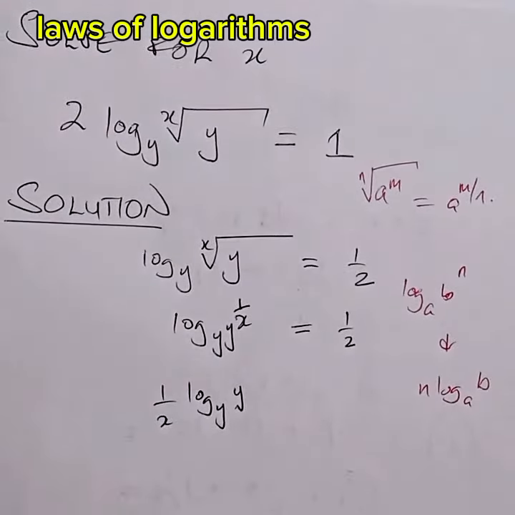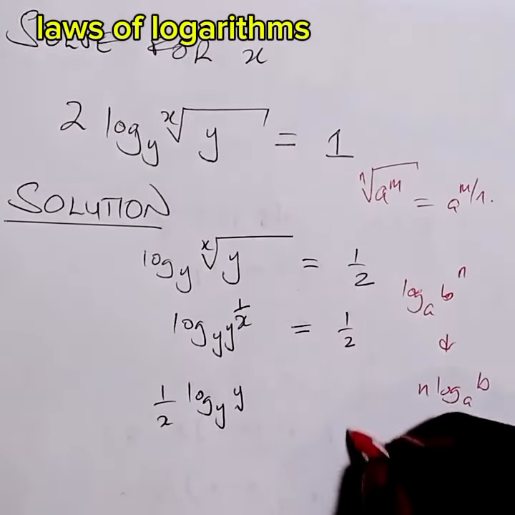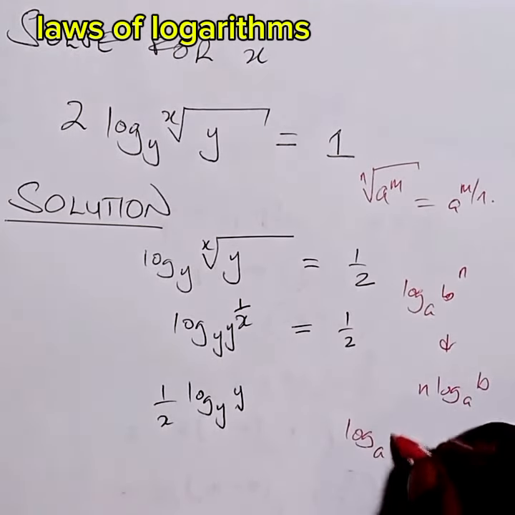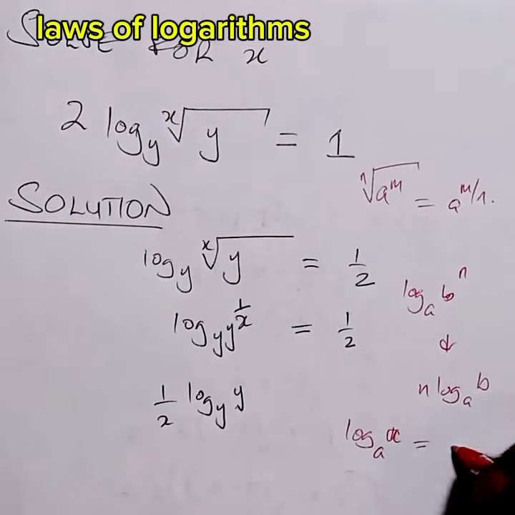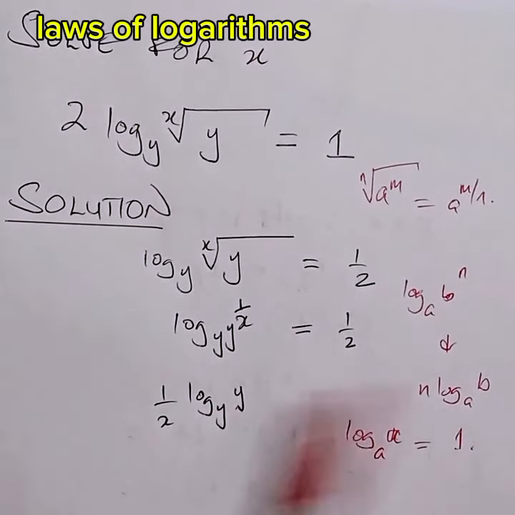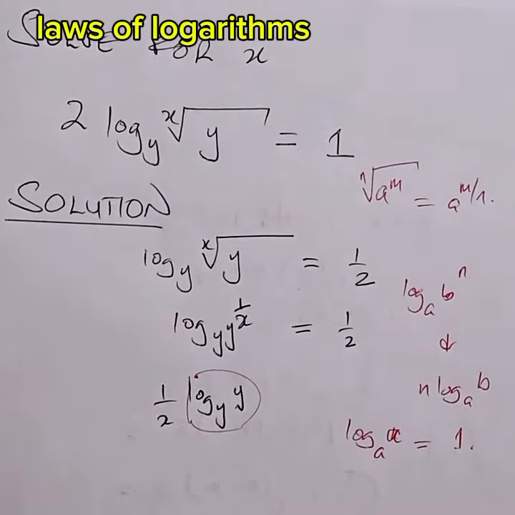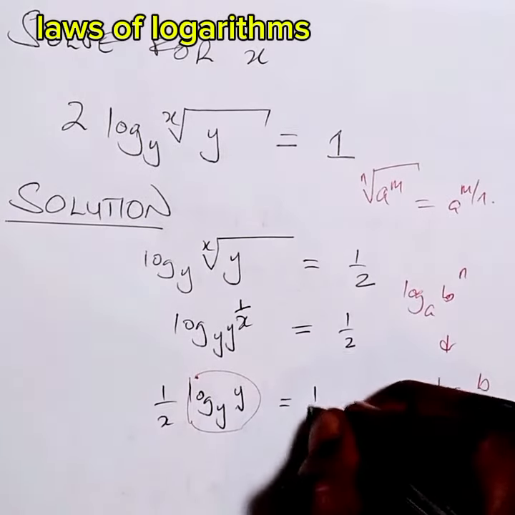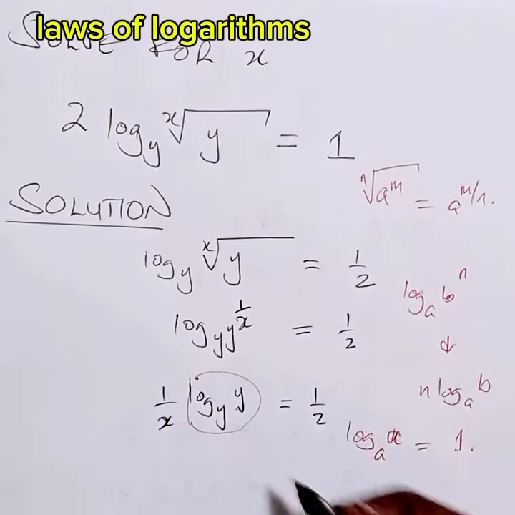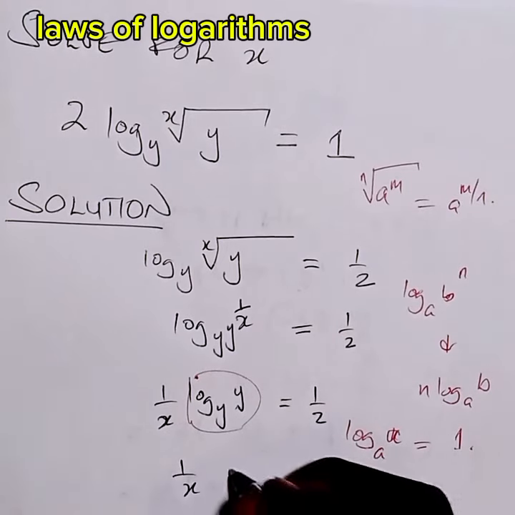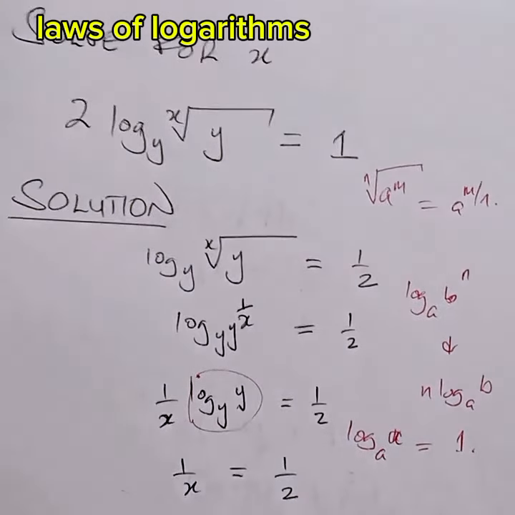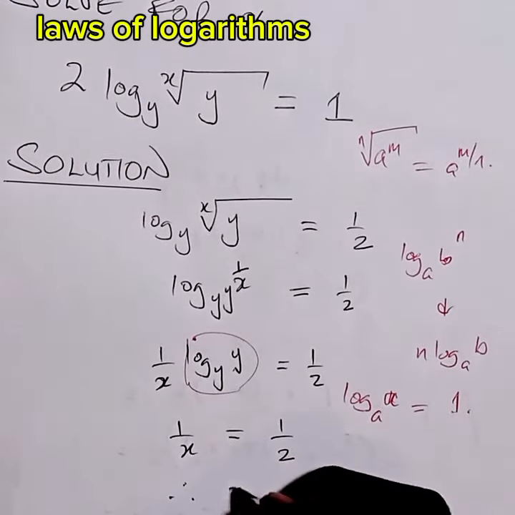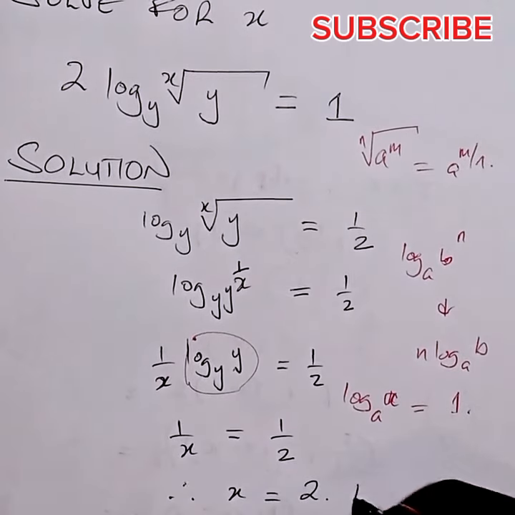Then I'm going to use again this law of logarithms that says log a base a is equal to 1. So it's going to be applied here. So I'm going to be getting a 1 there. Okay, so this other side, I just put a half. Then I'll say 1 over x is equal to 1 over 2. Therefore, we say now x is equal to 2.